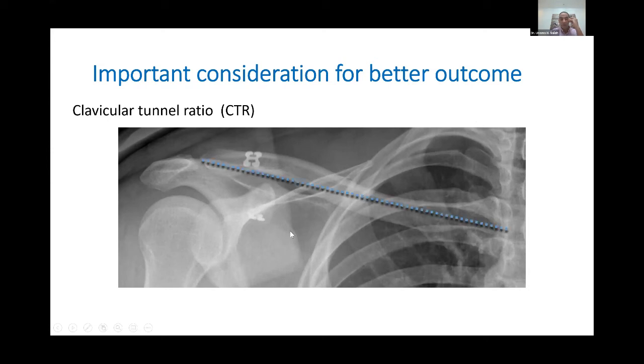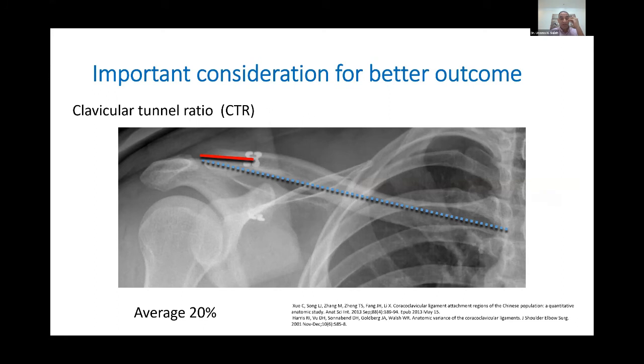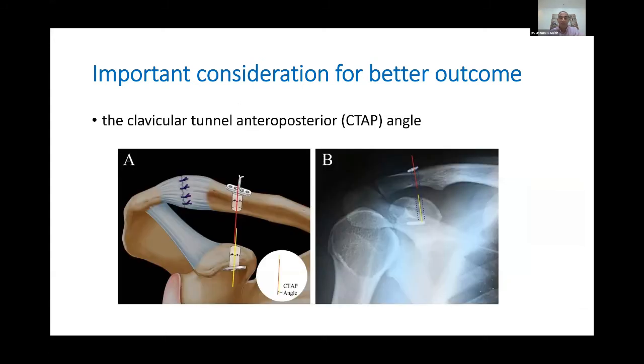There is a ratio for that. When you measure the whole length of the clavicle from the sternal end to the acromion end here, your clavicular tunnel should be in a ratio of about 20% from the whole length of this one. And this is according to the anatomical studies.